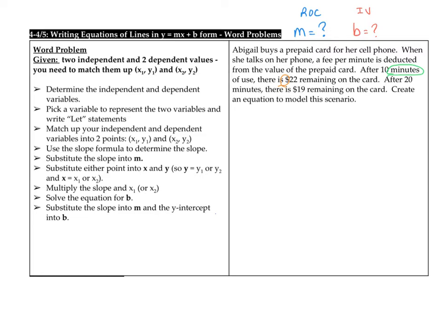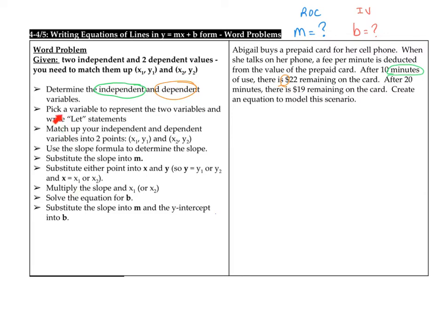And then you have to decide which one is dependent and which one is independent. So does how much money remaining on the card depend on how much time you have used the phone? Or does how much time you have used the phone depend on how much money is left in the card? So what you would deduce is that the amount of money on the card depends on how much time you have used. So the time is your independent variable, and the amount of money on the card is your dependent variable.